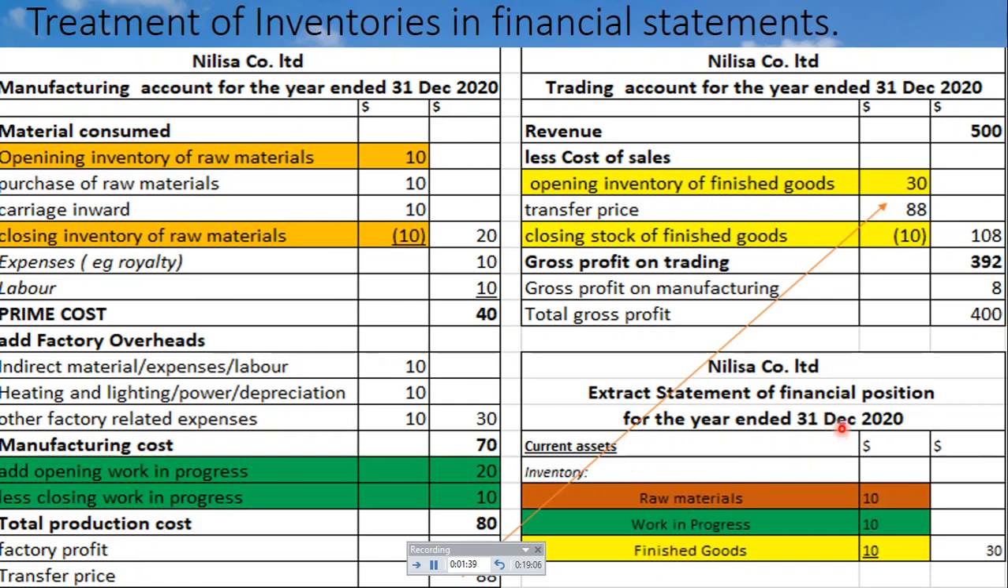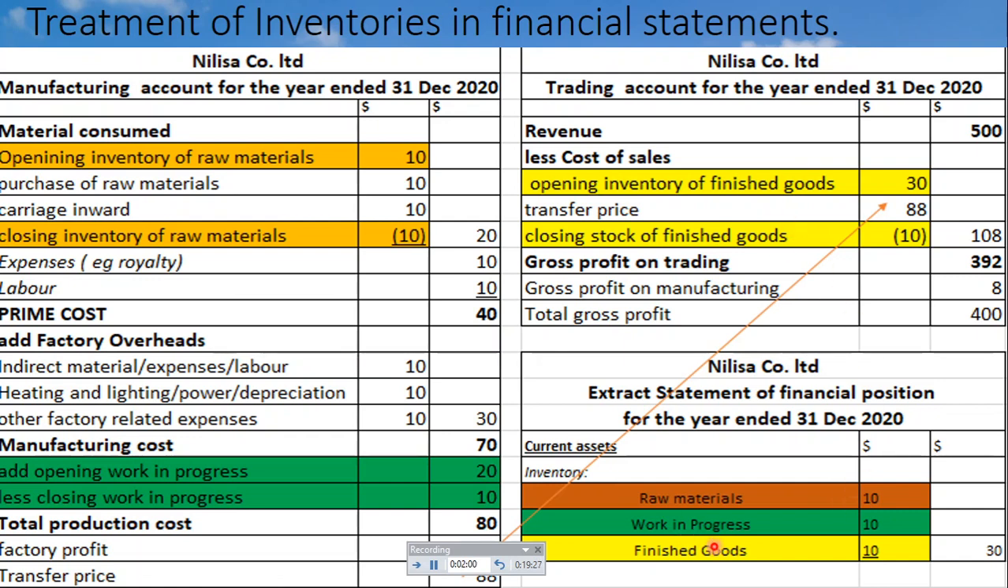Then in the statement of financial position, under the heading of current assets, you write inventory, and then you list all the inventories out here. The three types of inventory are inventory of raw materials, inventory of work in progress, and inventory of finished goods at the closing stock. Remember, it's the closing value, not the opening value. So this is how you present it in your financial statements.